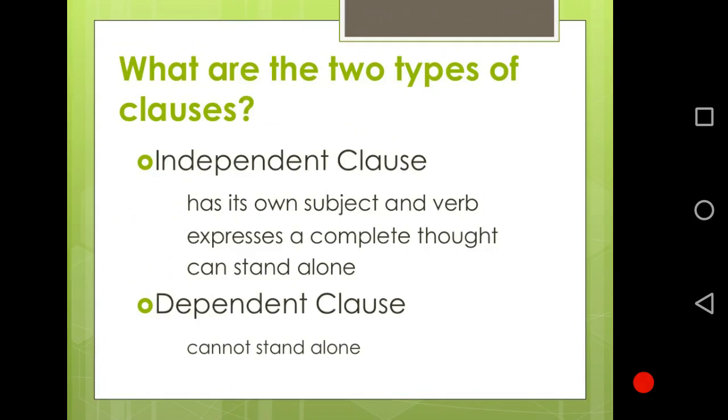And we have two types of clauses: the independent clause and the dependent clause. An independent clause has a subject on its own, and it also has a verb, and it expresses a complete thought. When you read the sentence, you understand it fully. It makes sense. It can stand alone because it makes sense. It does not depend on the other clause.